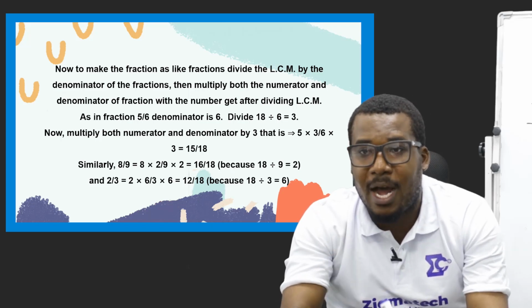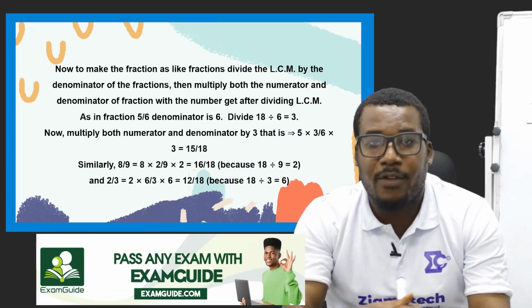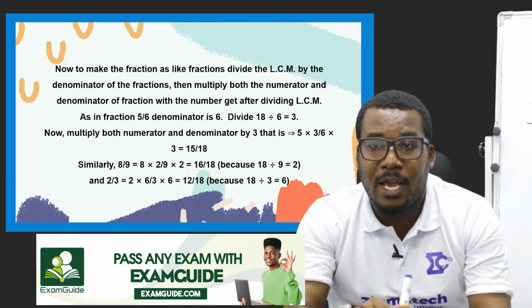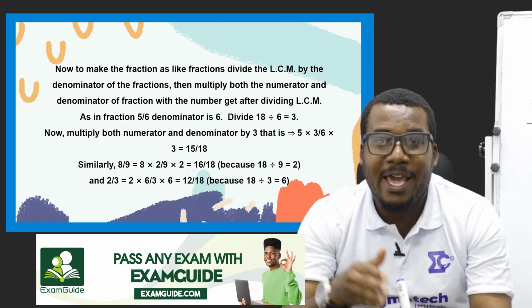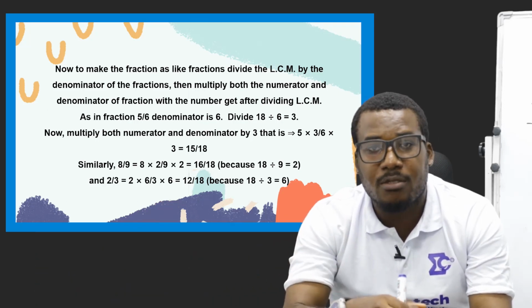Similarly, when you do the same math for 9, use 9 to divide 18, and you get 2. Multiply 8 by 2, you get 16. Multiply 9 by 2, you get 18.